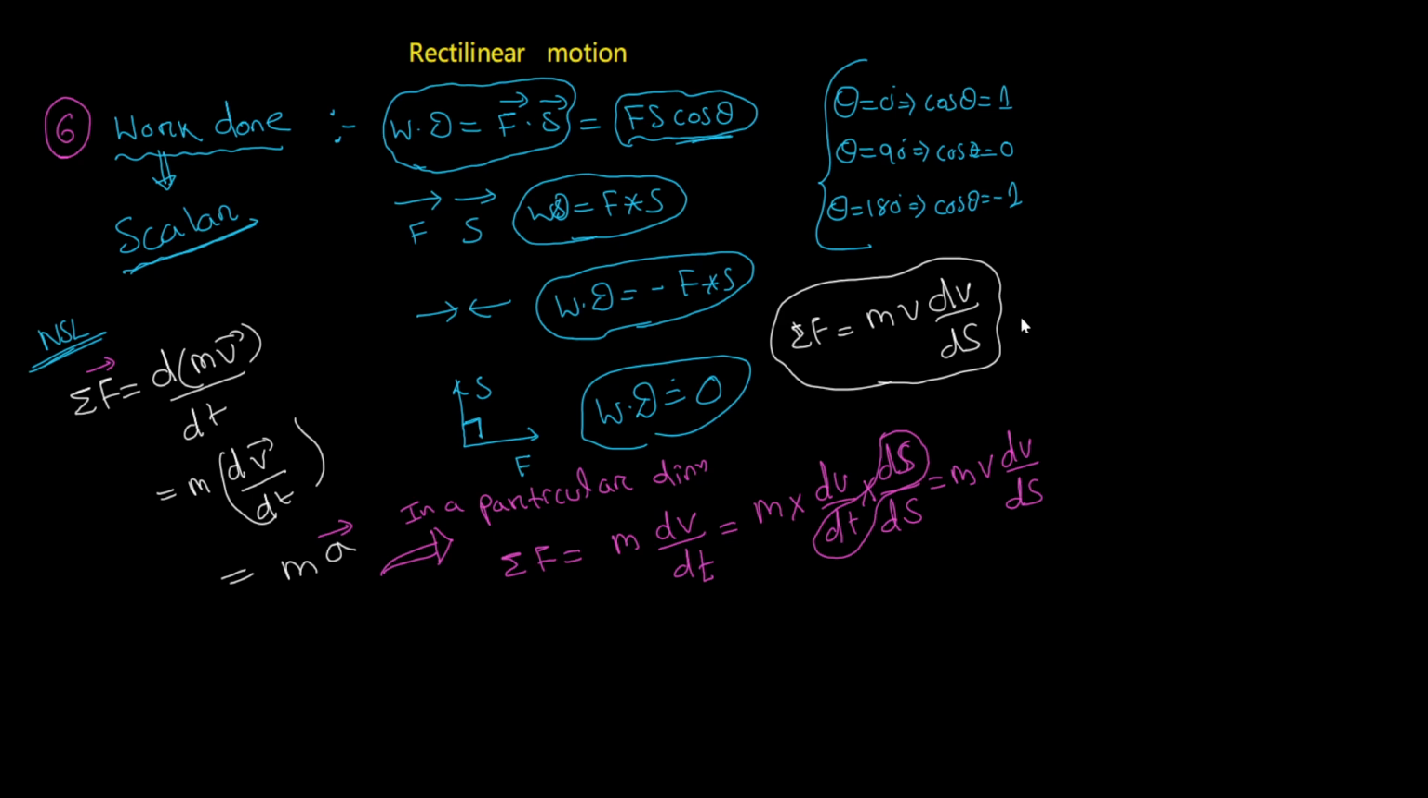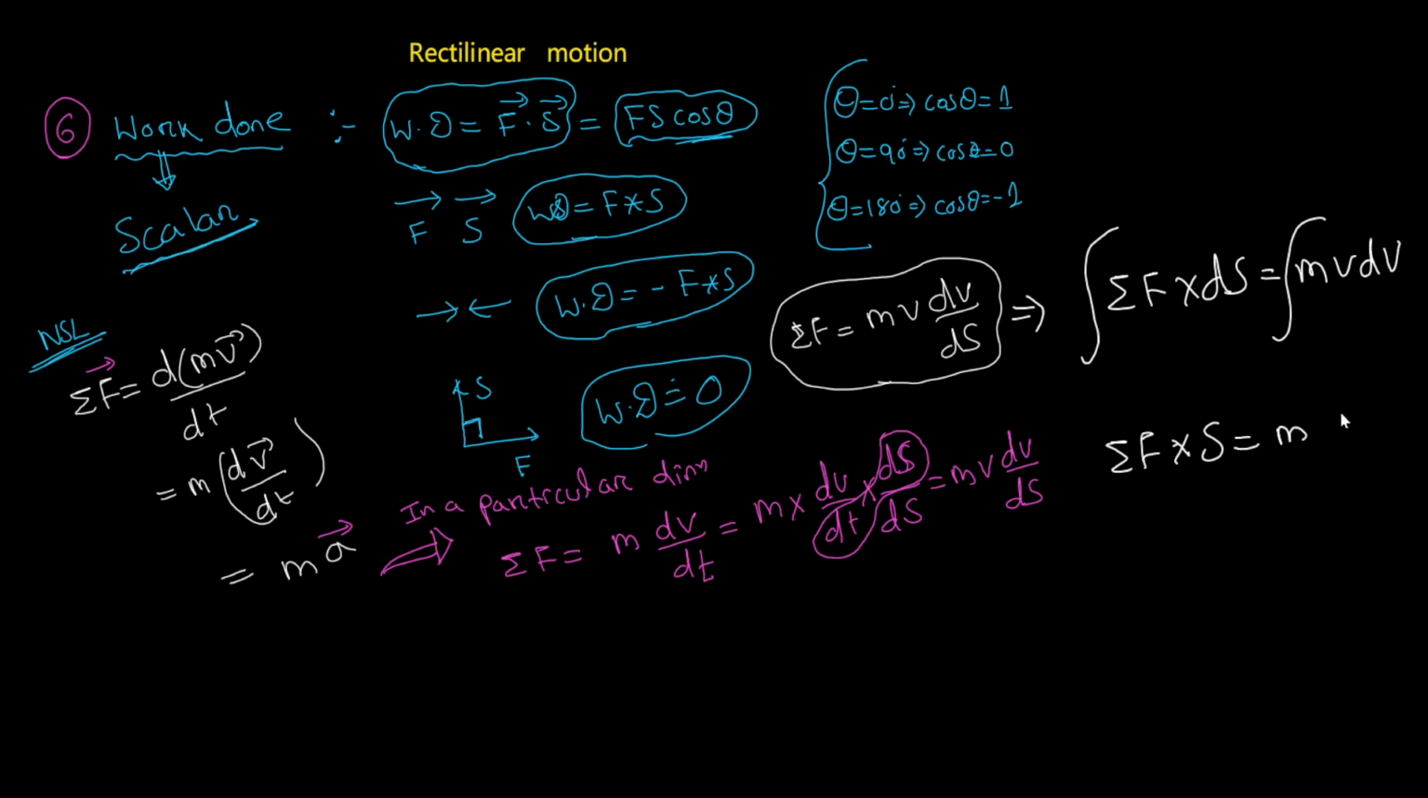So see, I'm writing from here net force into the displacement, that is nothing but work done, is equal to m v dv. If I take the integral on both sides, I'll get net force into the displacement, ds, will be equal to mass into velocity into dv, that will be v square by 2 from the point u initial to final v. So from u to v I'll write m by 2 into v square minus u square, simple derivative. So this one is net force into displacement.